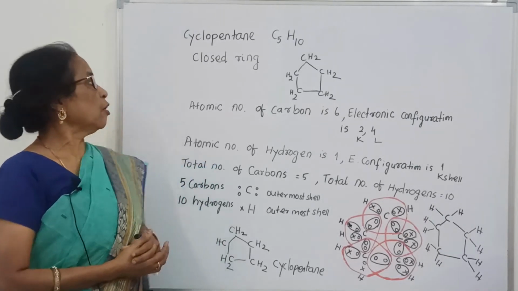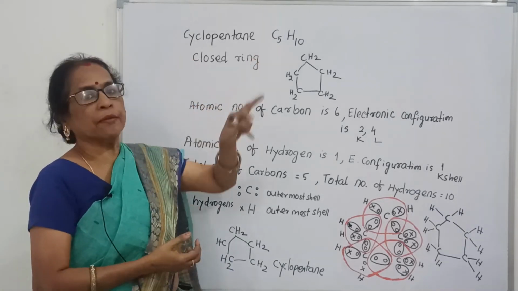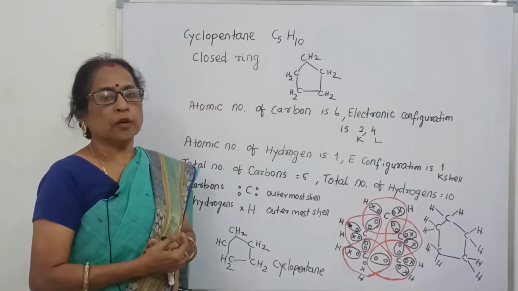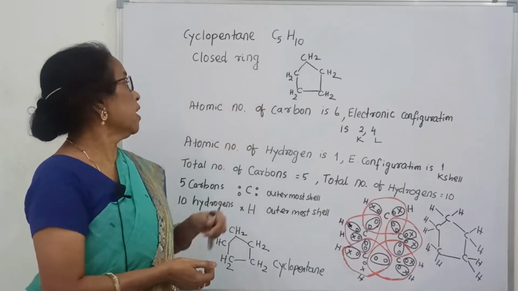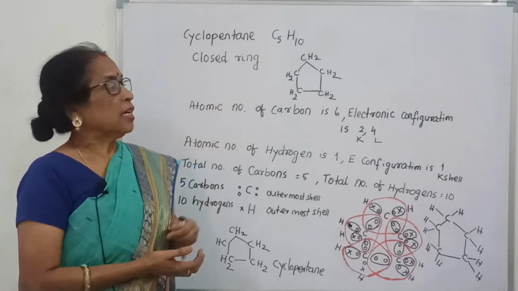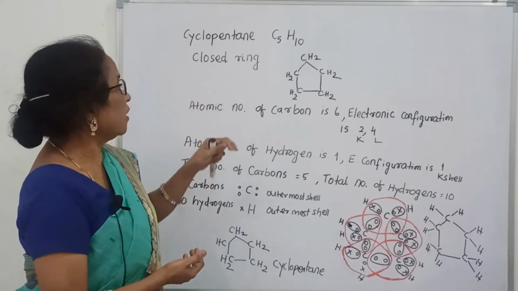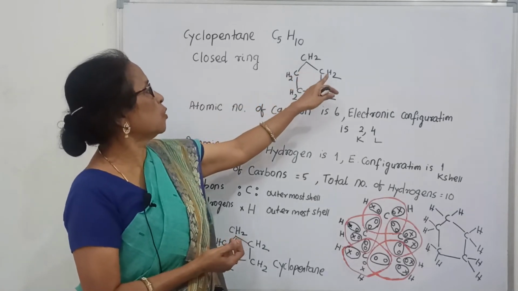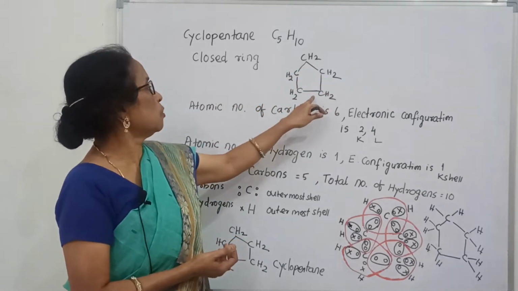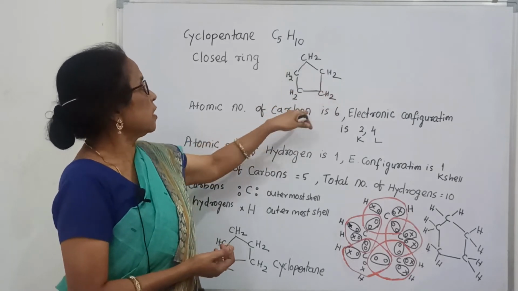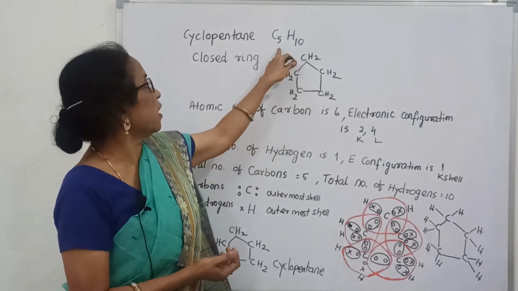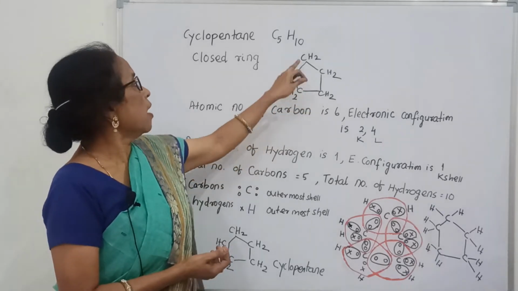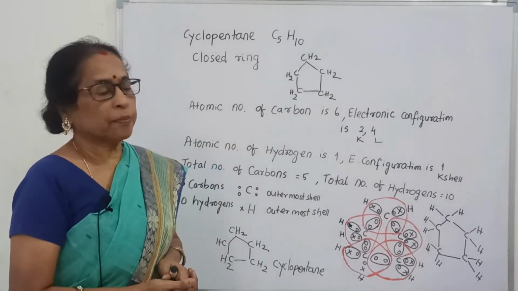Cyclopentane means C5H10. What is the molecular formula of cyclopentane? C5H10. It is a closed ring one. It is a closed ring, and that is why you can write CH2, CH2, CH2, CH2, CH2. Now see, this is one type of structure where 5 carbons and 10 hydrogens are present.